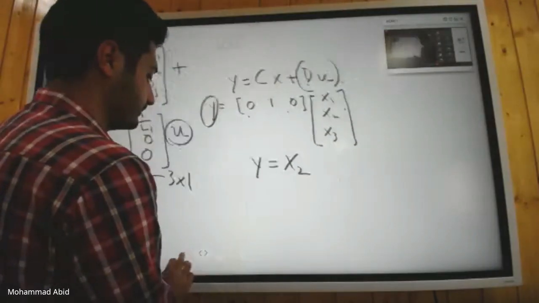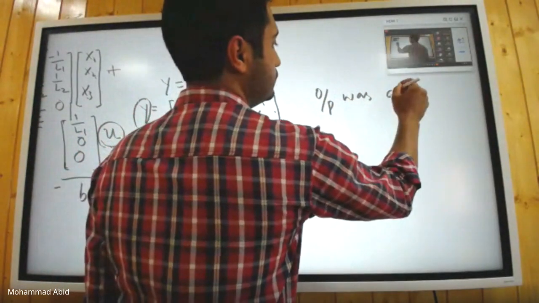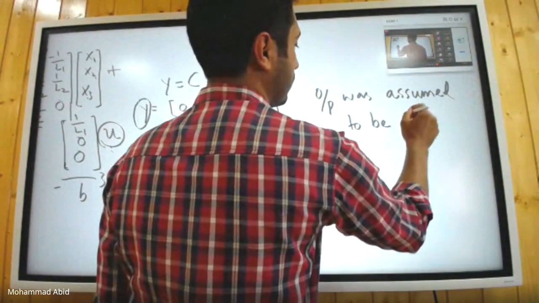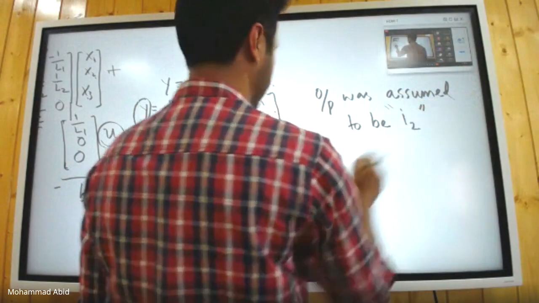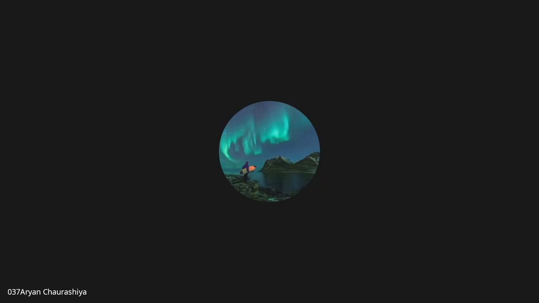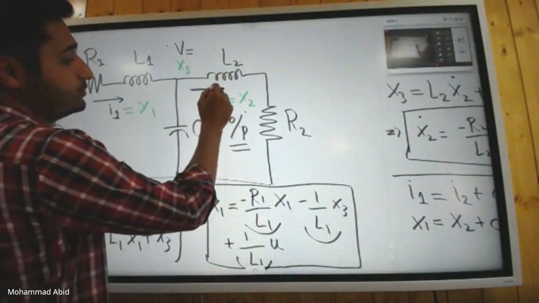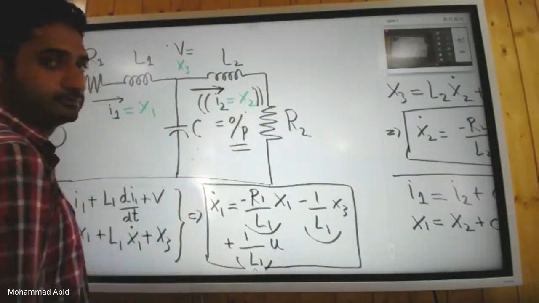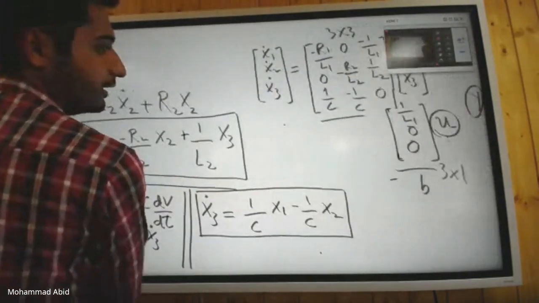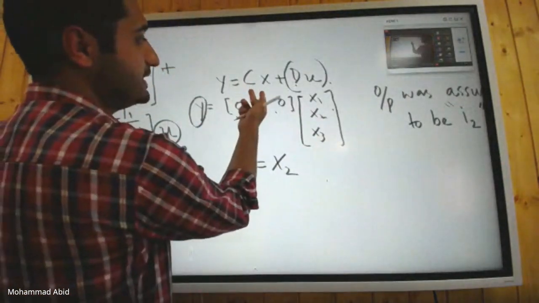Okay. See, your output was assumed to be I2, which in the circuit you had written earlier was the inductor current. This was your output, and I have assumed my output to be x2, isn't it? This is your second state variable. So what will be the equation for y? The equation of y is equal to cx. Y is equal to cx plus du.